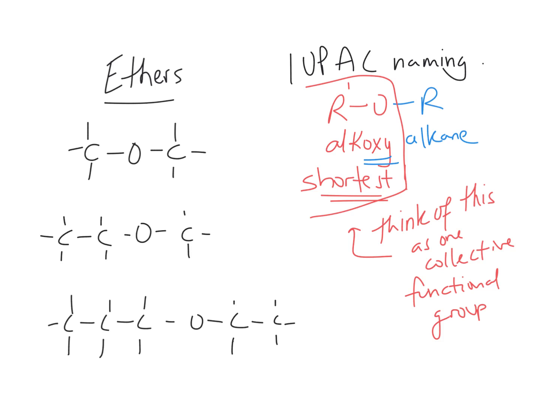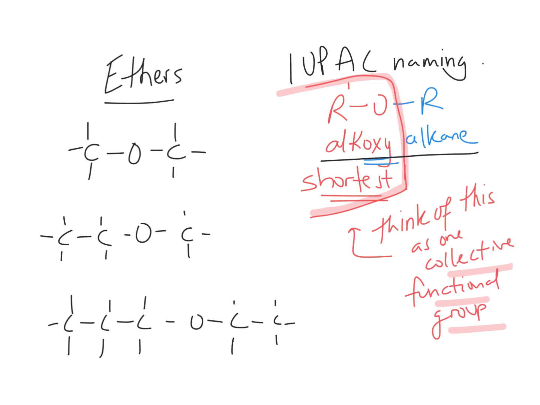Naming and drawing ethers is a little bit different with their IUPAC naming system than some of the others, because in a way, you need to think of both the linking oxygen and the shortest carbon chain as one collective functional group, and that becomes the alkoxy substituent. The way you name them is you say alkoxy alkane. So basically the shortest one is the alkoxy group, and the longest carbon chain becomes the alkane group.